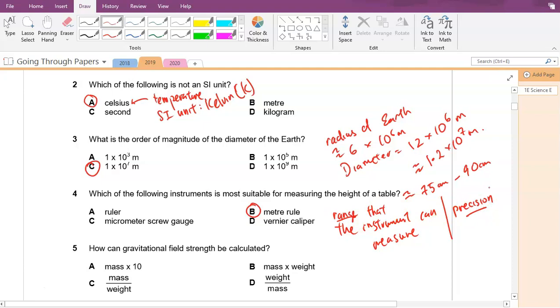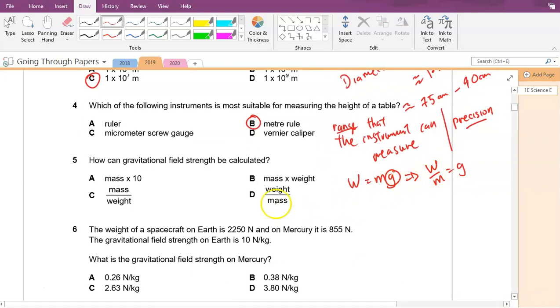Okay, next, question 4. So question 4 we're going to do next is, how can the gravitational field strength be calculated? Okay, so how to calculate gravitational field strength? We know that W equals mg. So g is the one that we're going to find. So let's make it the subject of the formula. W over m equals g. So therefore, if I take W over m, which is actually weight over mass, the answer is D. So it's about the formula now and knowing which one is the gravitational field strength.